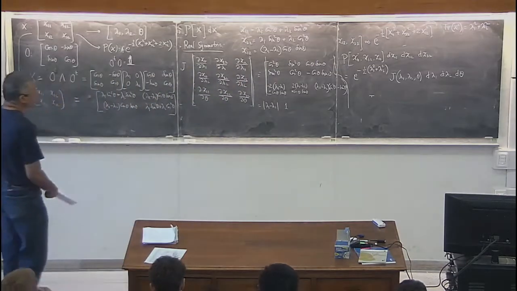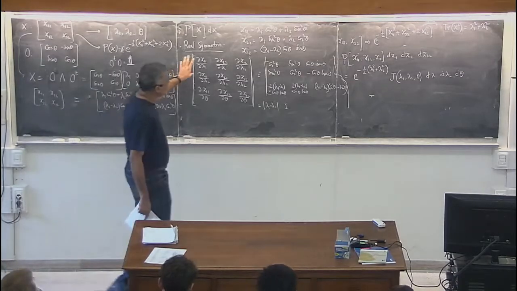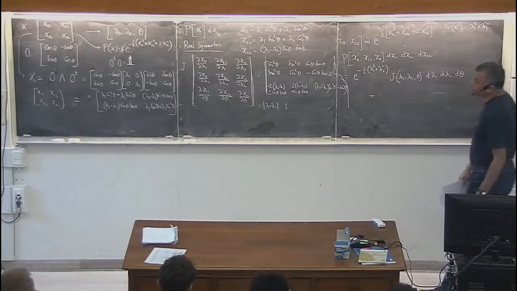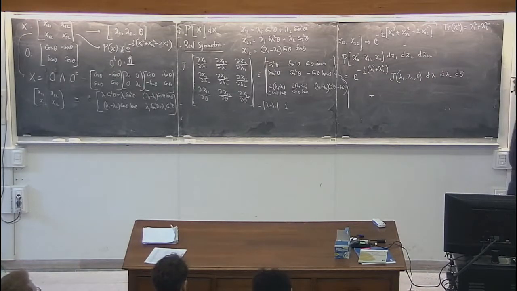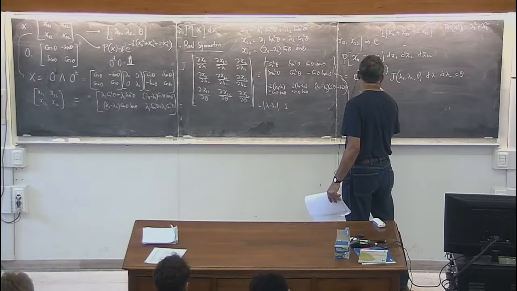Okay? So first thing that you notice is that this Jacobian is completely independent of theta. It depends only on the eigenvalues. Okay? So then you are done. I'll come back to this comment later.